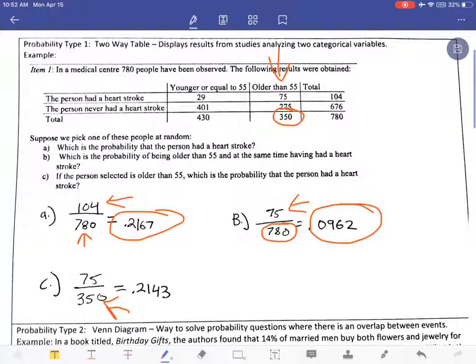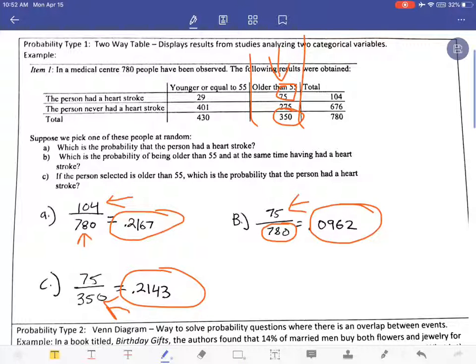Then for our numerator, it was probably that they had a heart stroke. Since we're only looking at people older than 55, we're only looking at this column, so we're going to use the 75 and put that on top. And that gives us the probability of 0.2143. So again, make sure you're looking through those restrictions.